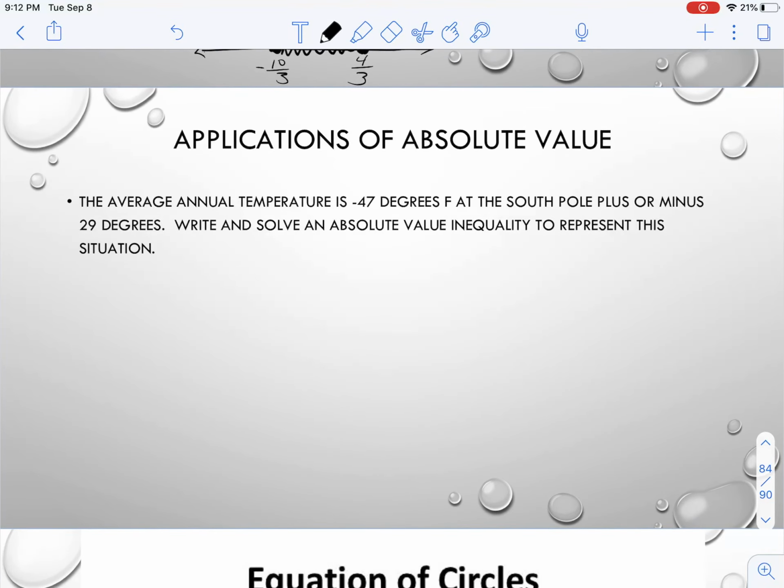I'm going to skip this problem for right now, and we are going to take a look at absolute value applications in class because I think it's going to be a little bit easier to walk through and to discuss this problem face to face.